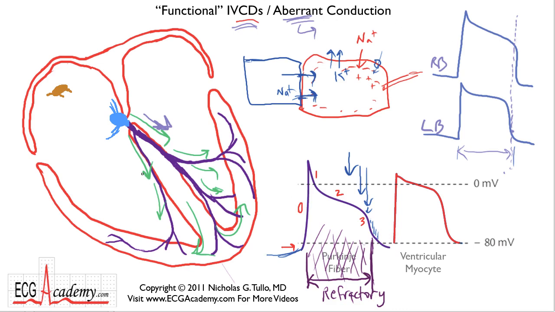But the fact is that the right bundle is still capable of conducting, that it's not really truly blocked, but it acted as if it was blocked because of the way it was functioning. Okay, so that's where we get the name functional bundle branch block or functional aberrancy or functional IVCD, okay?